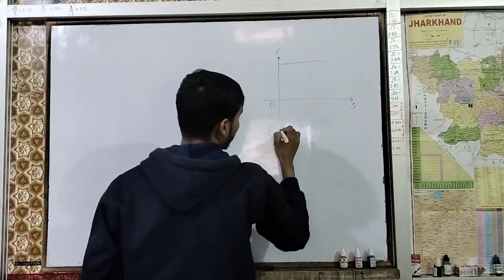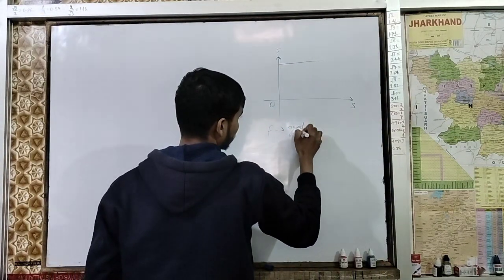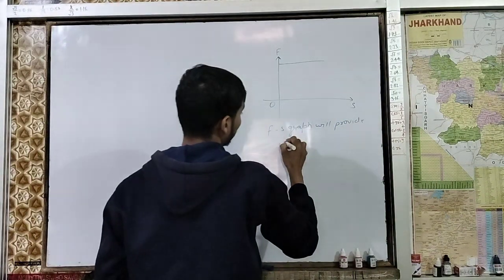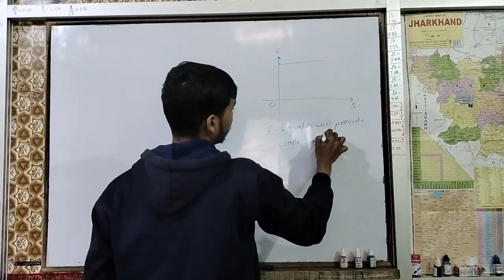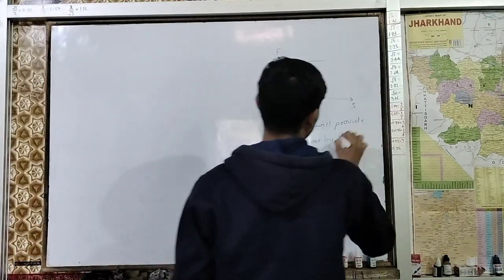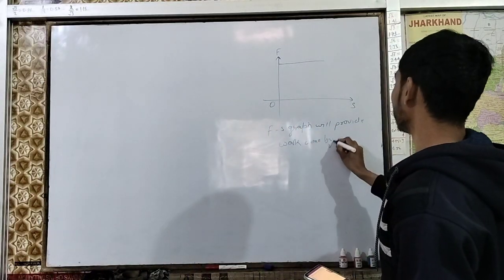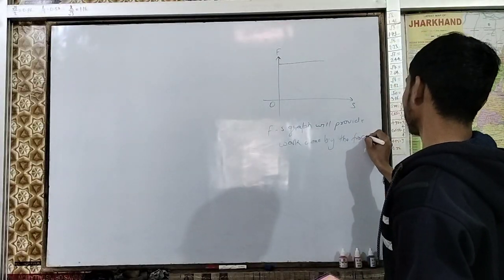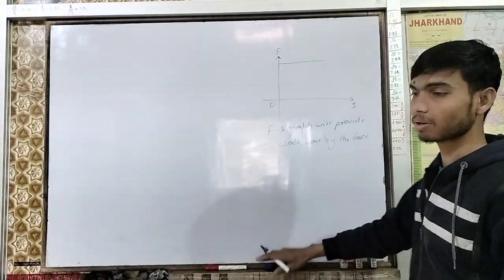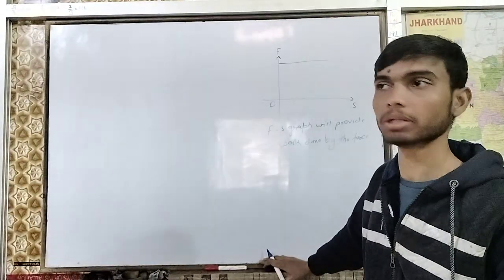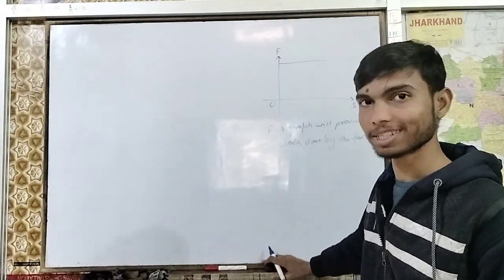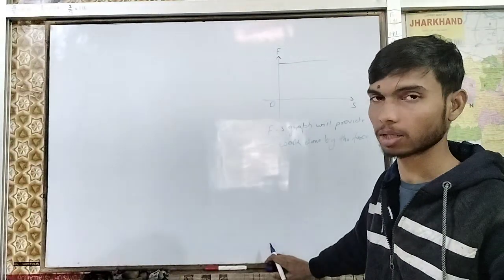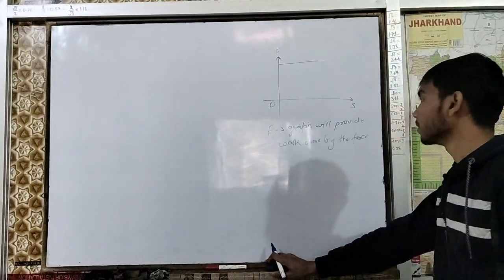Okay, so remember, the F-S graph will provide work done by the force. As we saw, the x-t graph provides velocity, the v-t graph provides acceleration. Same over here, the F-S graph provides work done.